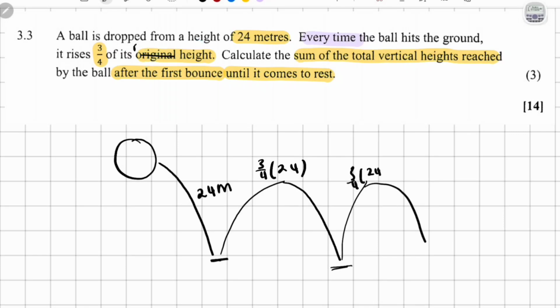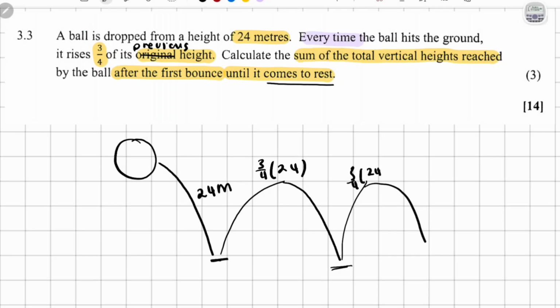I think this word should have been previous, because they say that it's going to keep doing this until it comes to rest. Well, if this ball is going to hit the ground and then rise 3 over 4 of its original height every single time, then this ball is never going to come to a rest. It's just going to keep reaching the exact same height, 3 over 4 of its original height, every time. And that's not possible. So that's what I'm saying. I think this should be previous height, because it comes to rest at some point.